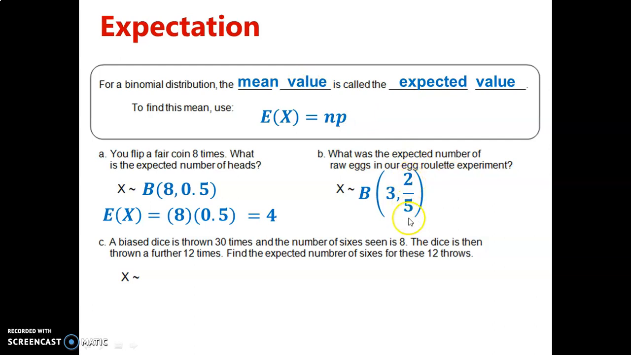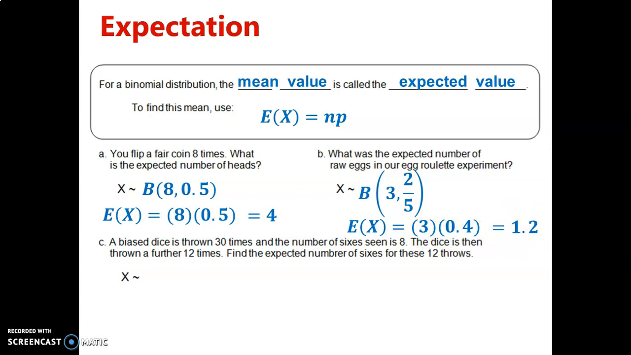If that was 2.5 out of 5, in other words, 50% of the eggs were raw, then we would expect 1.5 of the eggs to be raw, because that's exactly halfway. But with these probabilities, a little bit less than 50% of eggs are raw. So we're going to have an expected value of raw eggs below 1.5. Again, 1.5 would be exactly half of 3, but we expect less than that because the chance of getting a raw egg is a little bit less. So let's see what the formula gives us. Multiply those, and we find out that 1.2 eggs are expected to be raw.